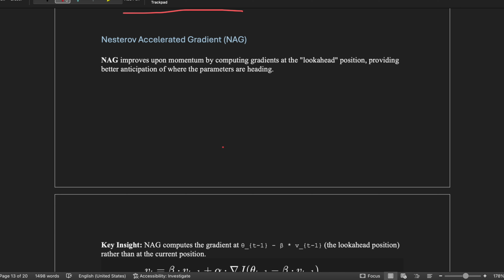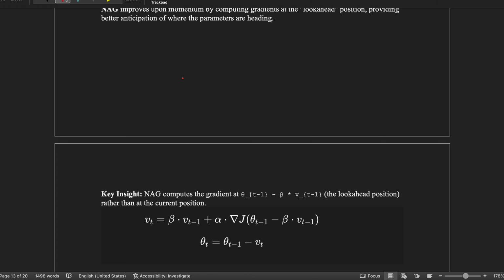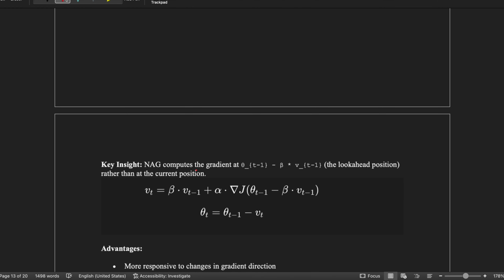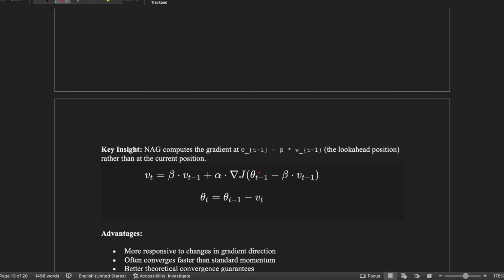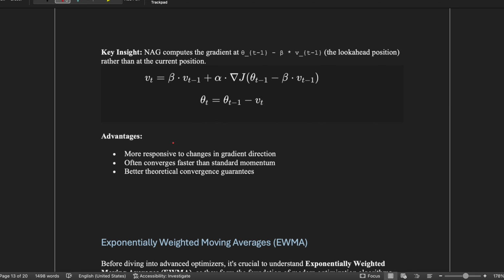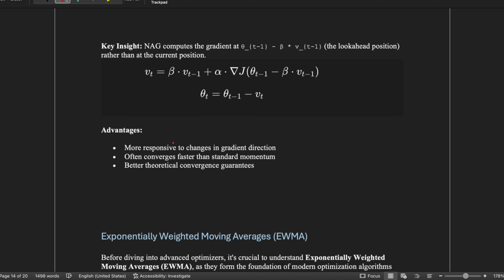Nesterov accelerated gradient improves upon momentum by computing gradients at the look-ahead position, providing better anticipation of where the parameters are heading. So the key insight is that NAG computes the gradient, this is the formula, at the look-ahead position rather than at the current position. So it is more responsive to changing gradient direction and often converges faster than standard momentum.